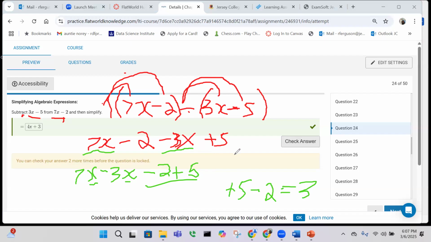So this is on the quiz. Got to set it up, got to distribute, got to group like terms, and put the simplified version. And grouping the like terms, you have to understand signs.